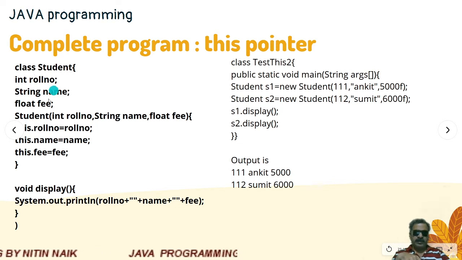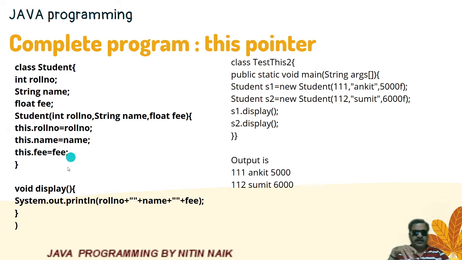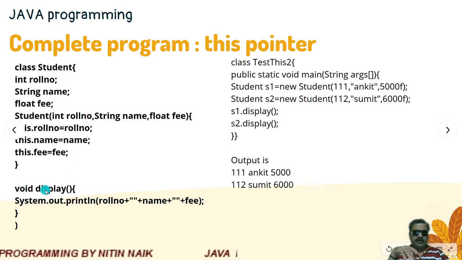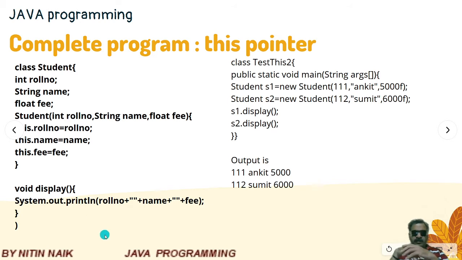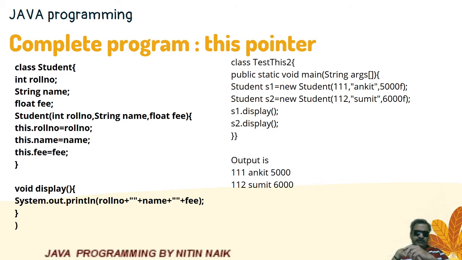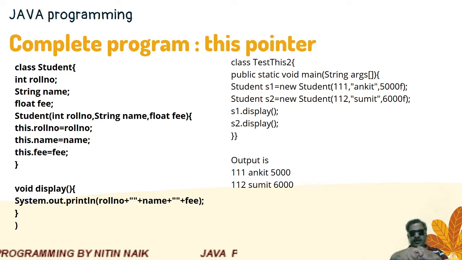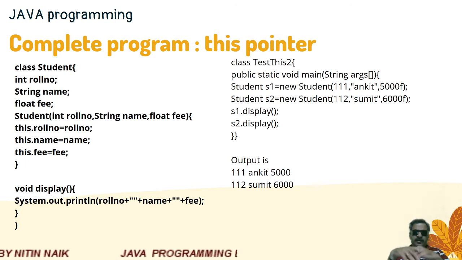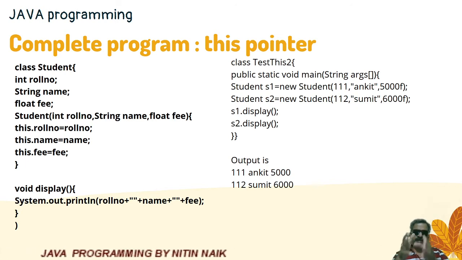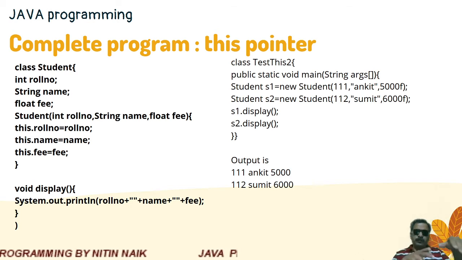Currently, the values of roll number, name and fee which are passed to the constructor will go to this roll number, this name and this fee. The second function is very simple, which is a display function: system.out.println of roll number, name and fee. If I want to put some space between variables used in system.out.println, then it is necessary to insert double quotation marks twice so that it will place a single character space between roll number, name and fee.